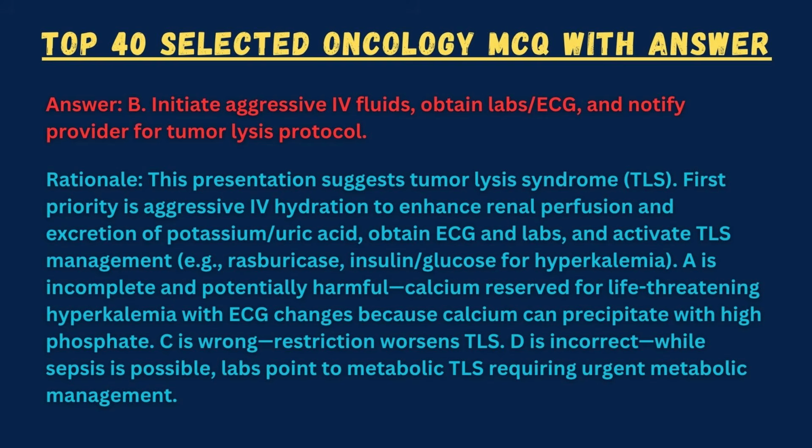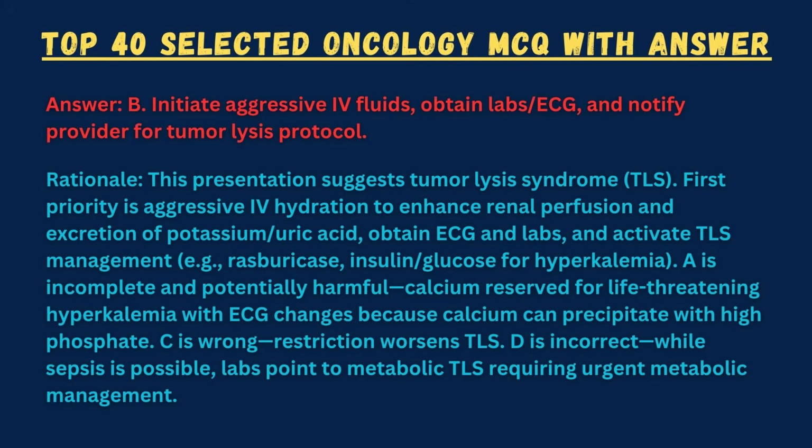Rationale. This presentation suggests tumor lysis syndrome, TLS. First priority is aggressive IV hydration to enhance renal perfusion and excretion of potassium or uric acid. Obtain ECG and labs, and activate TLS management, for example, rasburicase, insulin, or glucose for hyperkalemia. A is incomplete and potentially harmful. Calcium is reserved for life-threatening hyperkalemia with ECG changes because calcium can precipitate with high phosphate.